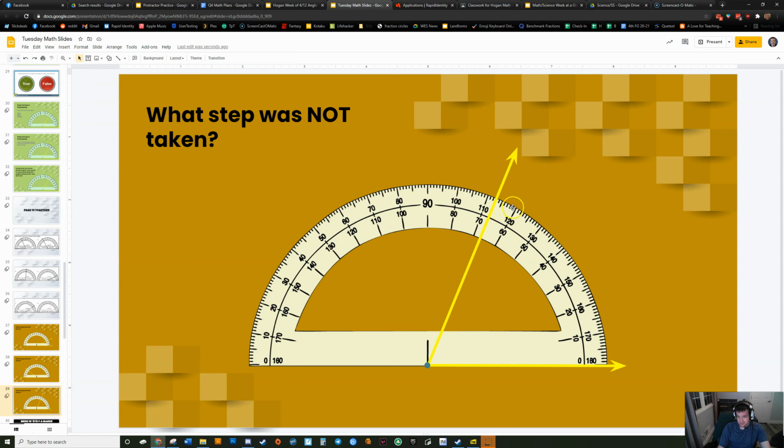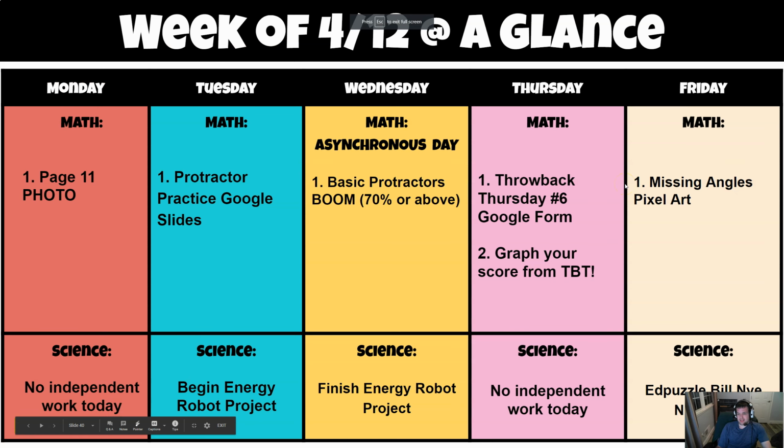It's going 60, 61, 62, 63, 64, 65, 66, 67 degrees. So this is actually a 67-degree angle. Notice how it's only 3 degrees away from 70. Alright, so that's our lesson for today.